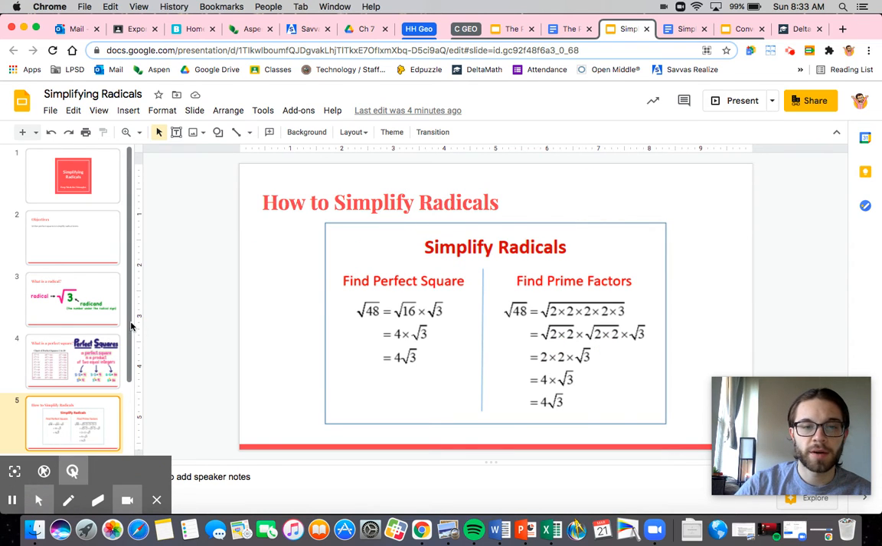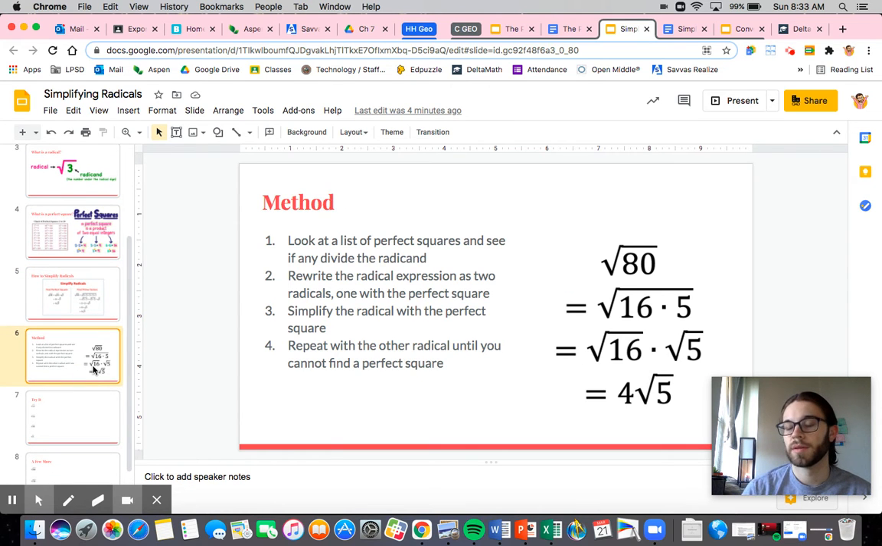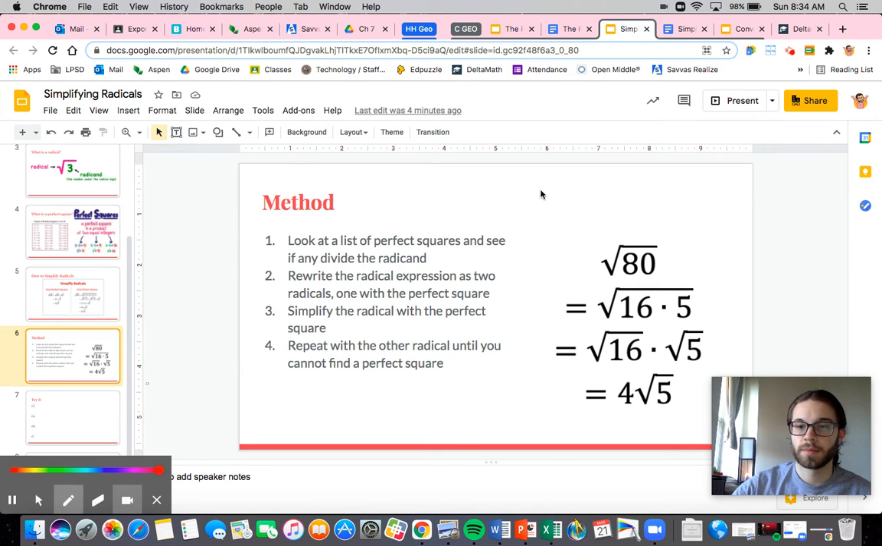All right. So in general, if you're going with the finding the perfect square method, there's kind of a couple steps you should follow. All right. So first you're going to look at your list of perfect squares and see if any divide the radicand, right? So I have my 80. And I'm going to look at my perfect squares.